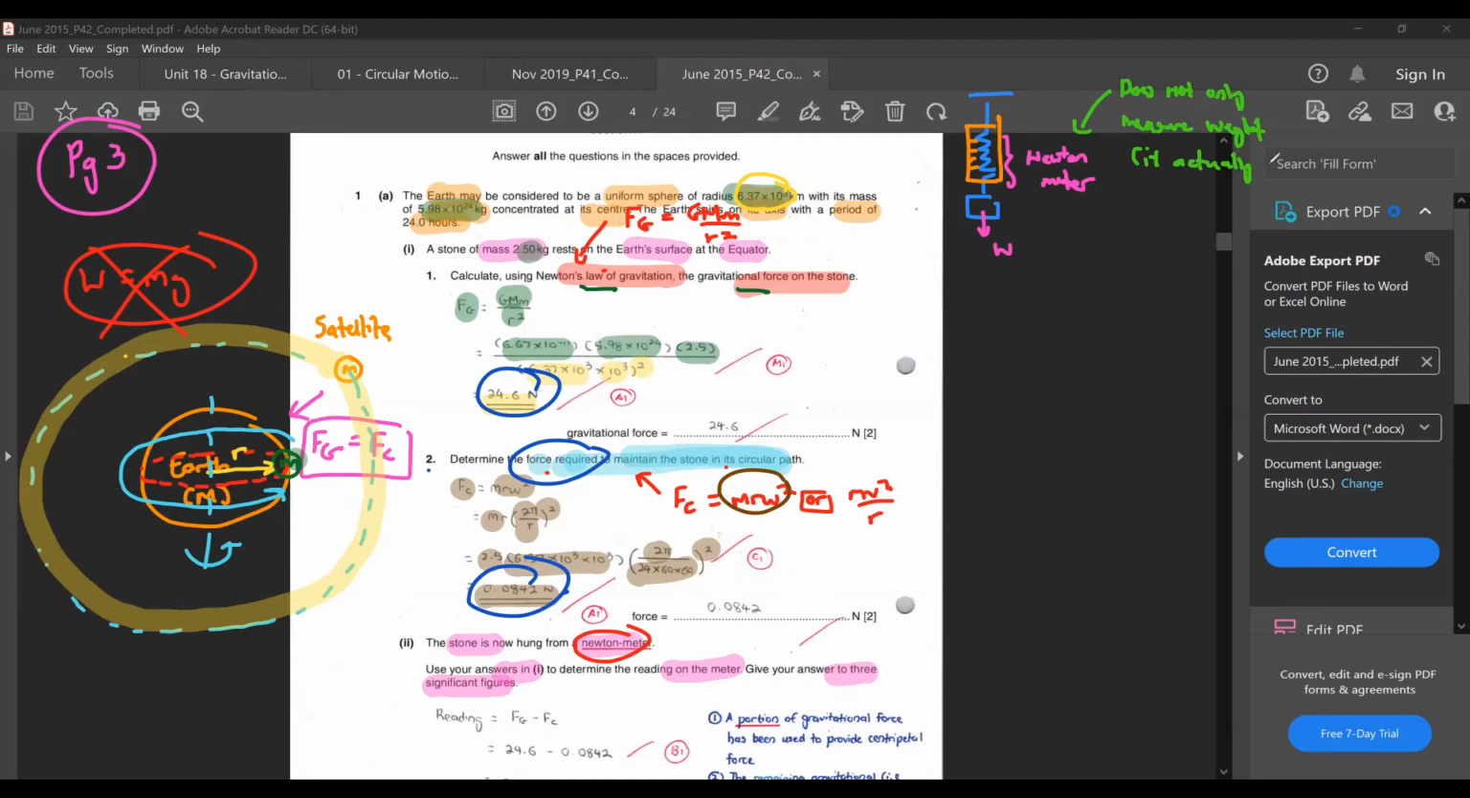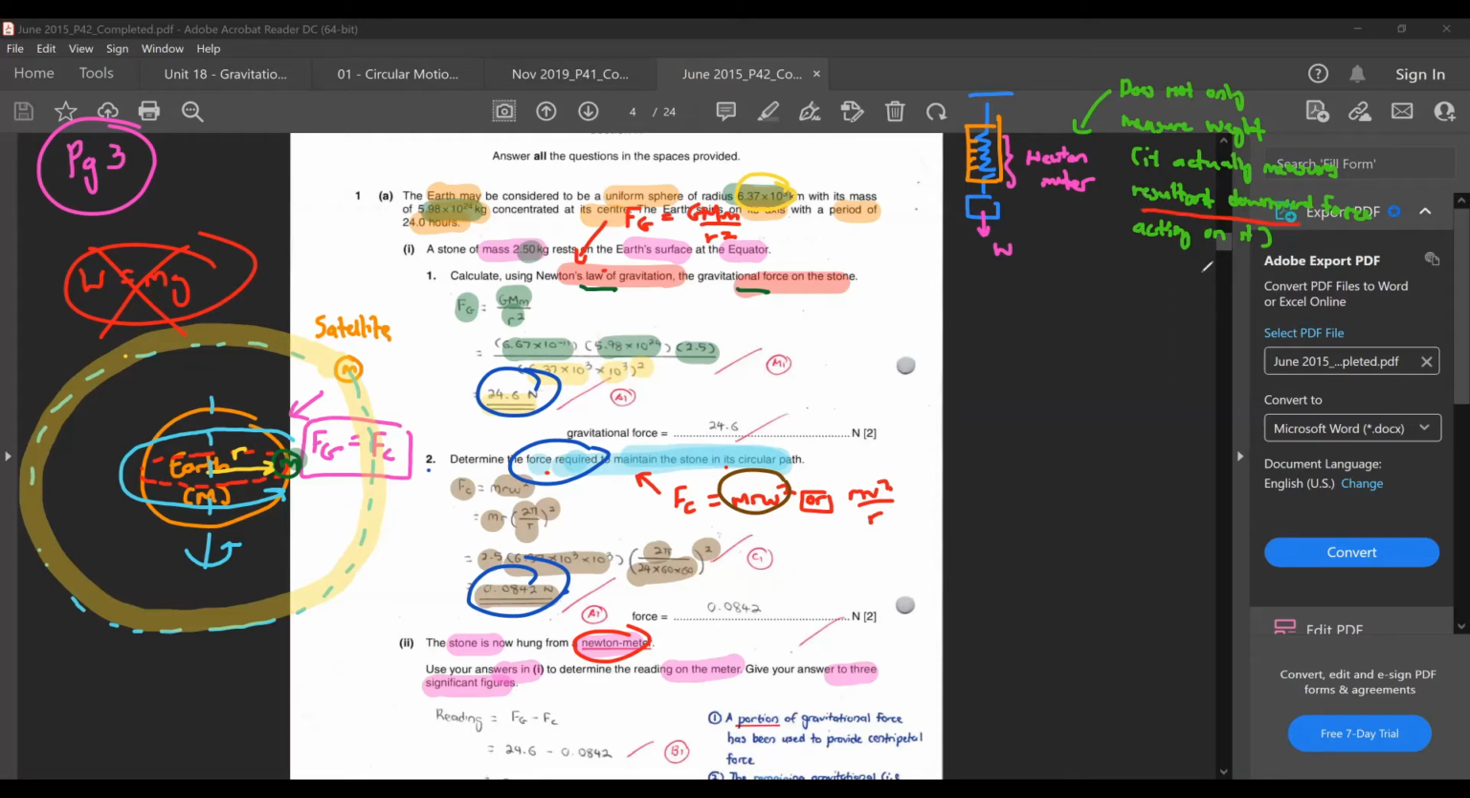it actually measures any resultant downward force. Okay, it actually measures the resultant downward force acting on it. Okay, what it actually is measuring is your resultant downward force.